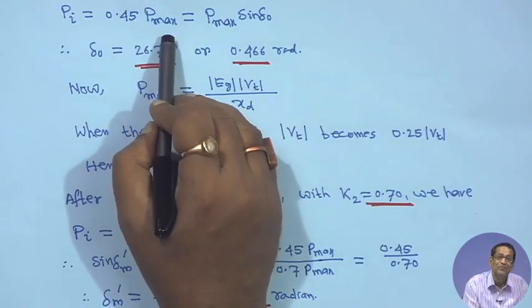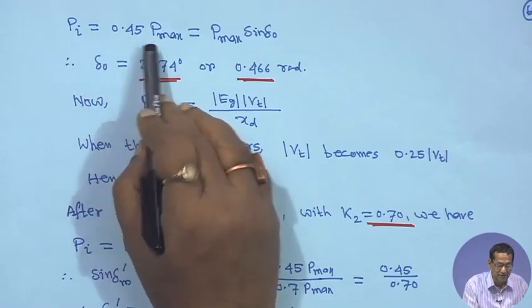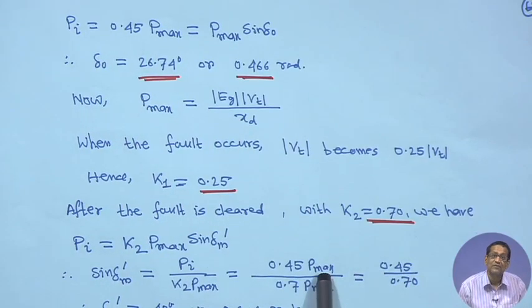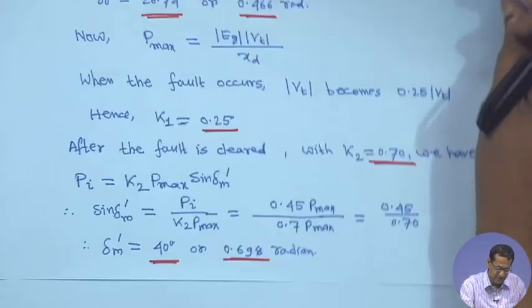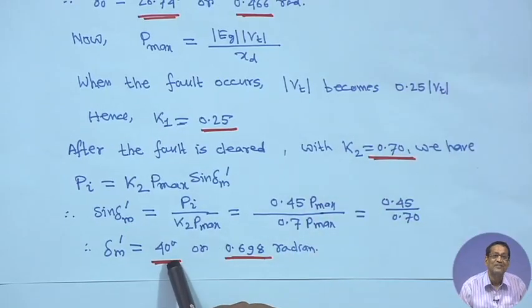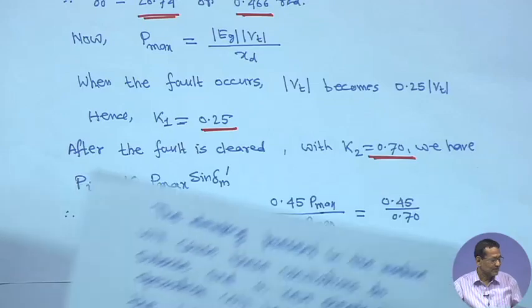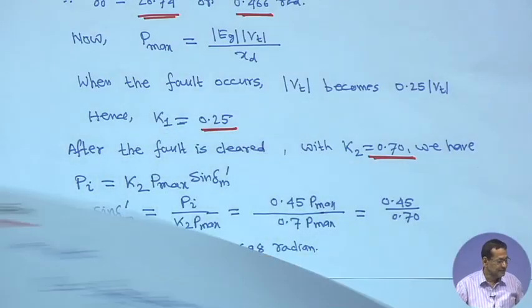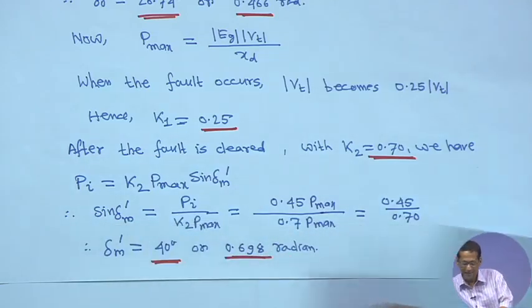Because Pi is equal to 0.45 P max, it was given that it is 45% of that. So here we have put Pi is equal to 0.45 P max divided by 0.7 P max, which is 0.45 by 0.7. This comes to delta m dash is equal to 40 degree or 0.698 radian, right. So that means this is your delta max.